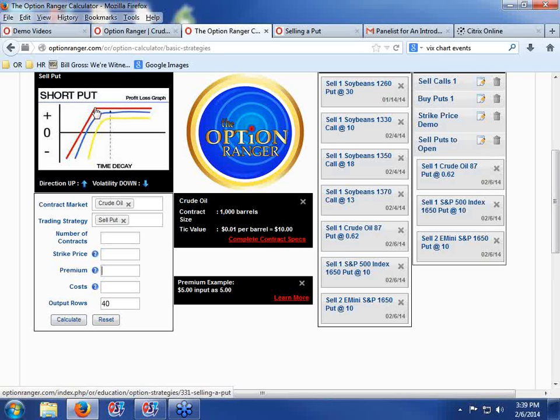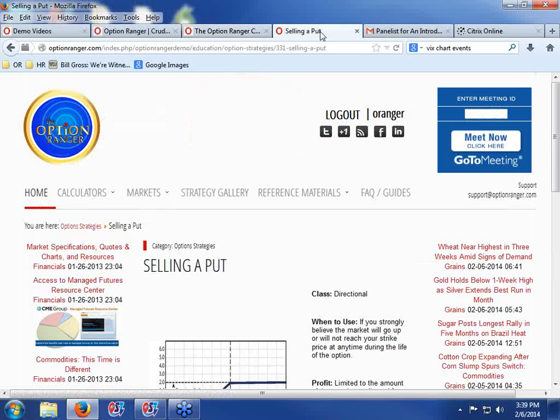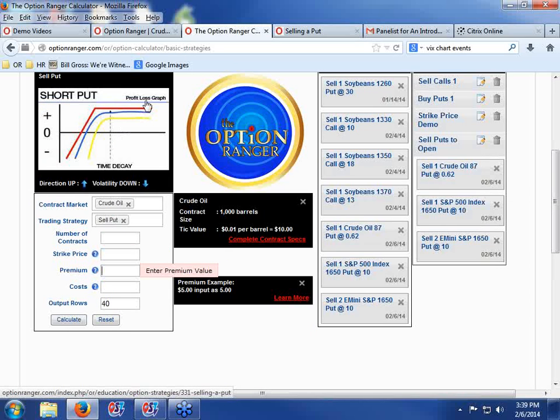And again, the profit and loss graph is a reminder. Intuitively, it's very hard for people to immediately get a sense of what this means. So you can click on this, which will take you to the selling a put detail if you need a reminder. And here you have the key reminders, ingredients of the trade, that your direction is up and your volatility outlook is down. So you're looking for this market either to go up or to be very tame.